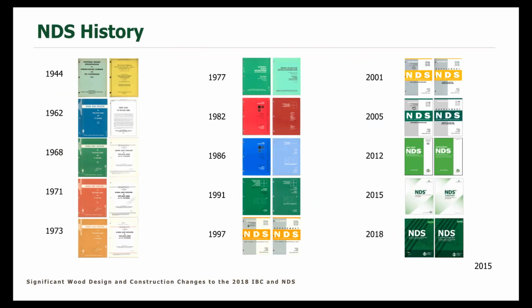Now, a little bit about American Wood Council and the National Design Specification for Wood Construction. If you are not familiar with American Wood Council, the NDS was first published in 1944 in conjunction with the Forest Products Lab. And you can see through the various years that we've introduced new editions to reflect what's going on in the industry, new technology, et cetera.